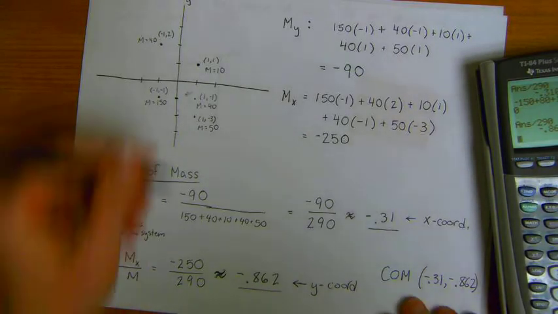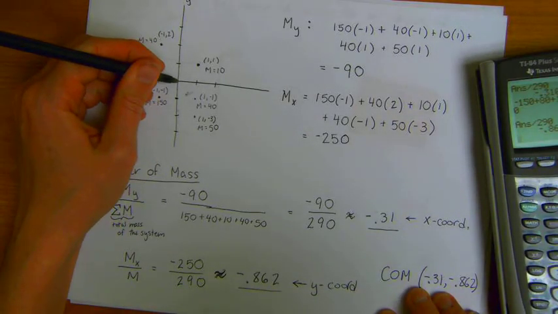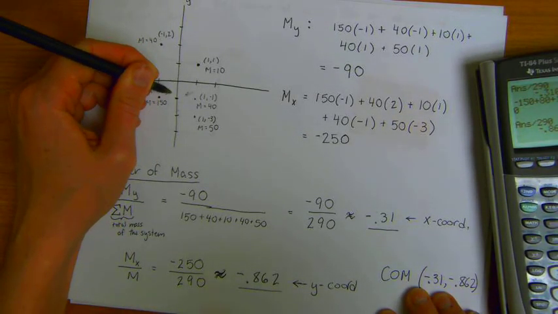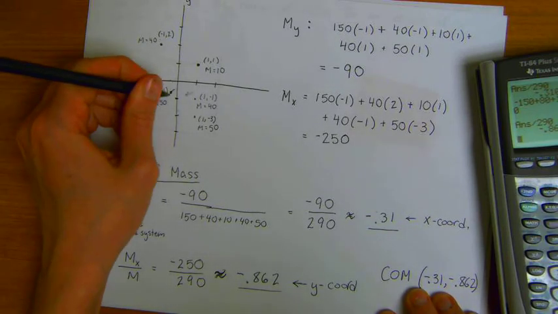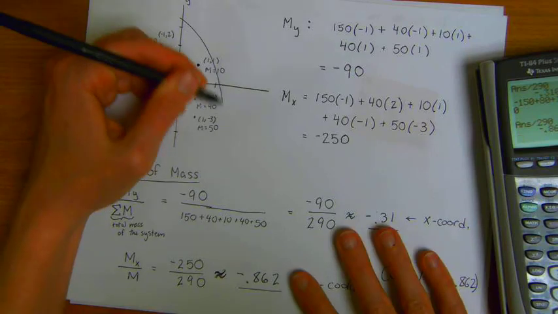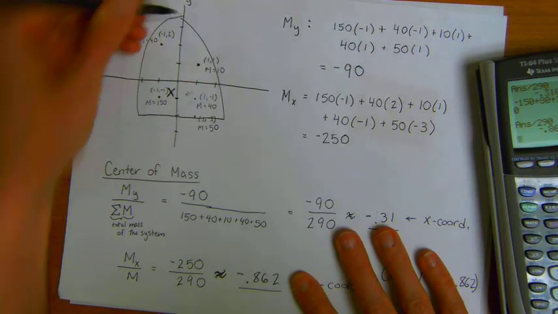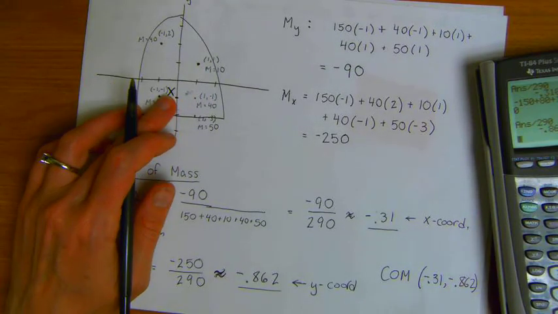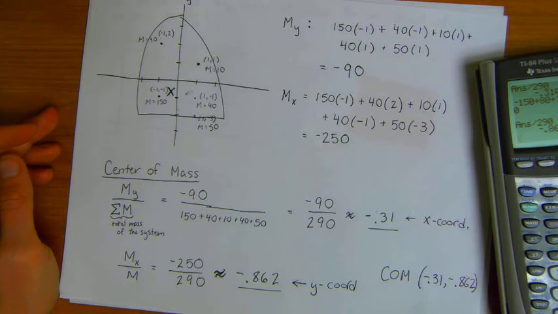So although this boat isn't perfectly balanced, here's my center of mass. I'll put an X for our center of mass in this boat-shaped thing. That's not perfect. It's going to be a little tilted back into the side, but it doesn't look like my boat's going to flip over.